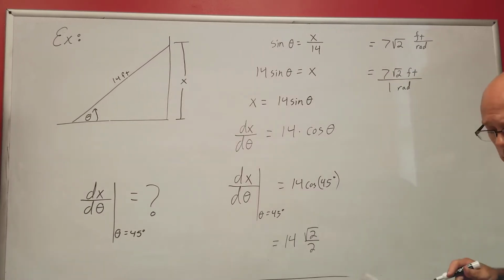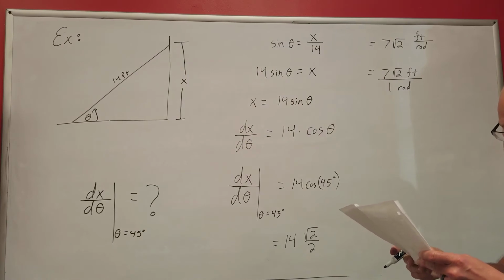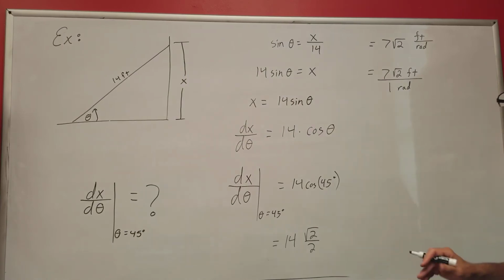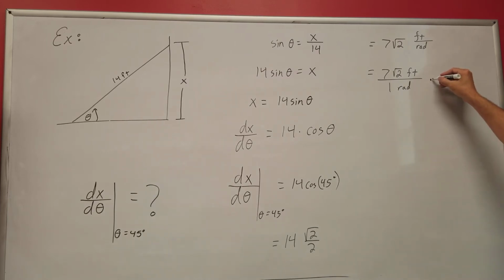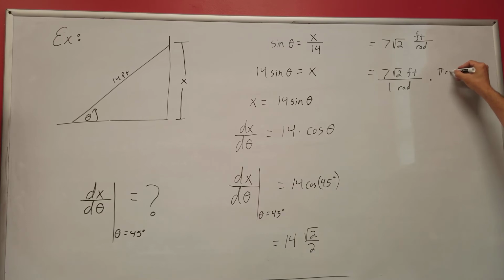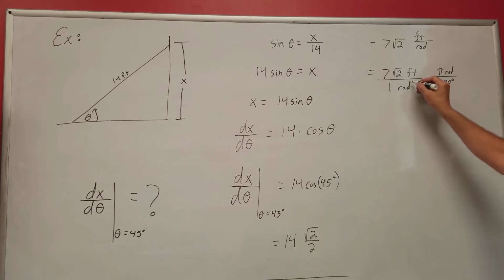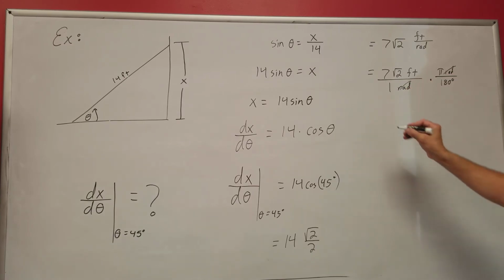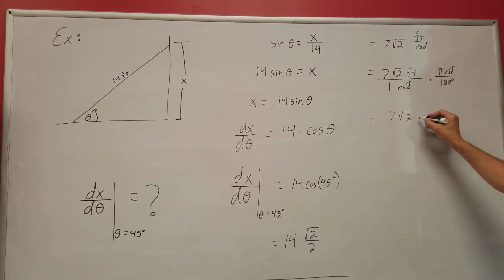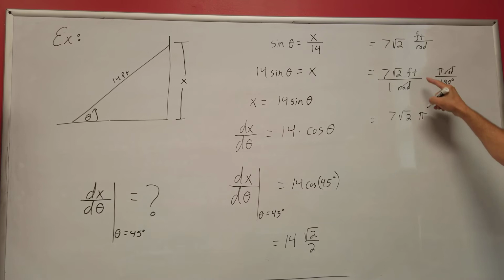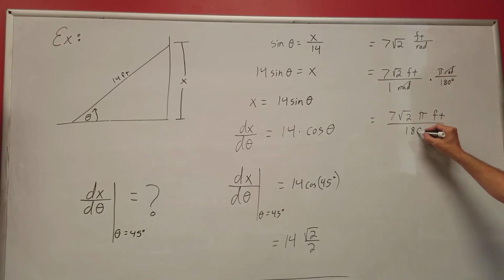What did your problem tell you to do though? It told you to what? Express your answer in feet per degree. So I got the feet, I just need degrees at the bottom. So I'm going to multiply by pi radians over 180 degrees. Guess we could do that, really unitless anyway. Alright, so what do I have? I have 7 square roots of 2 times pi feet over 180 what? Degrees, right?